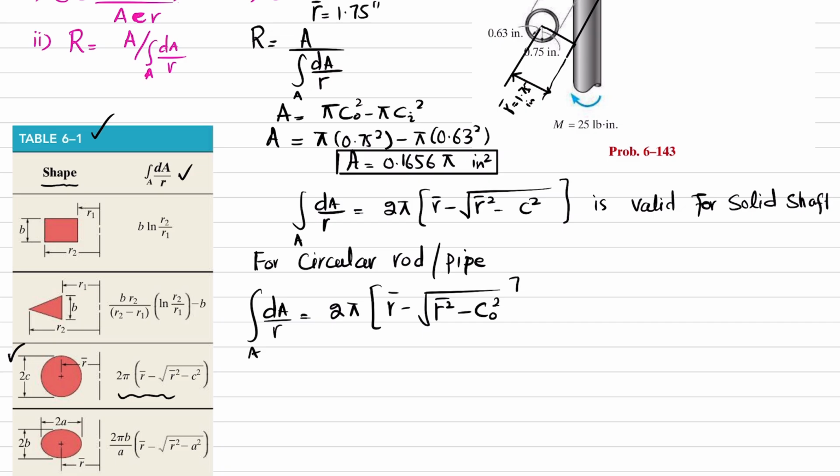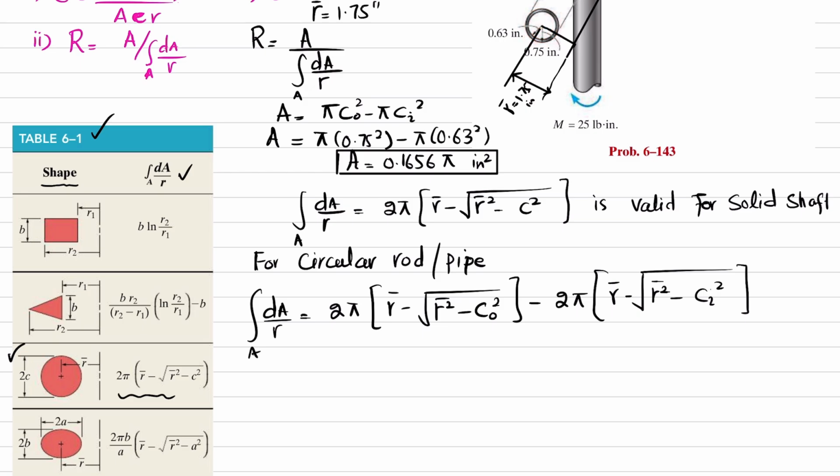For c outer minus 2 pi into r dash minus r dash square minus c inner square. Why? Because we are going out to find out this section of the formula for this section. Clear? Not the hollow term.